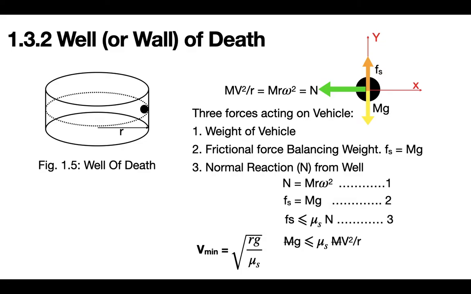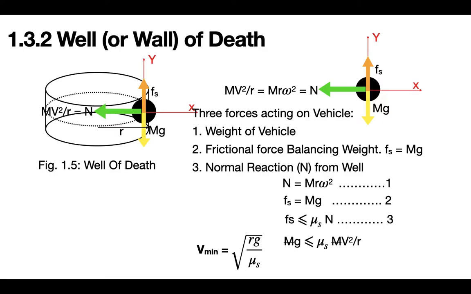So the more friction you have, the Vmax can increase, but there is a limit to the friction. So V minimum is directly proportional to the radius and inversely proportional to the coefficient of friction. So that's how we did the analysis of forces acting on a bike when a biker performs a stunt in a well of death.